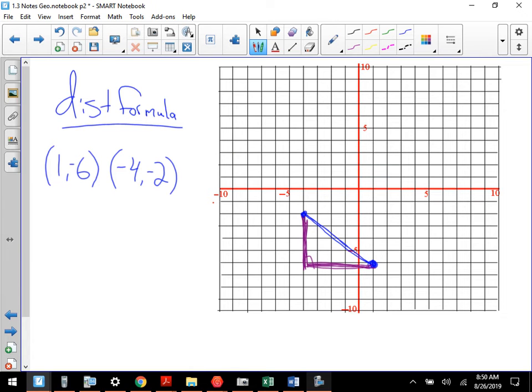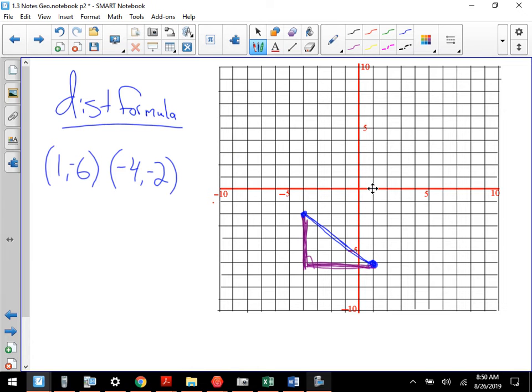So, I've made a right triangle, and we all know that in right triangles, you get a squared plus b squared equals c squared, correct? You guys vaguely remember the Pythagorean theorem? So what we can do here is figure out your a and your b, if you want, just by counting. So if I look at this, how far apart is 1 and -4?